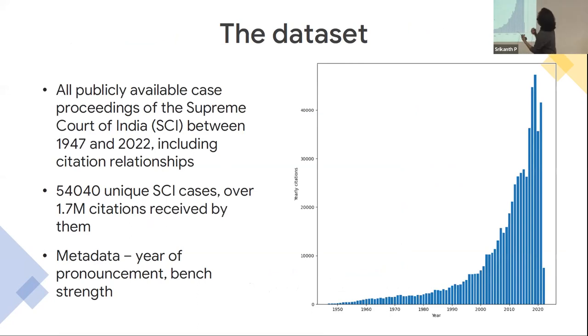Our data set is all the cases that we could find until around the end of 2022 for the Indian Supreme Court, so 1947 to 2022. The data includes the metadata, which is the year of the judgment, and the bench strength, which is the number of judges making the pronouncement. We'll get to why that is important in a few minutes. We have 54,040 unique Supreme Court of India cases, and all the citations which they made and all the citations they received across high courts, tribunals, and the Supreme Court itself, which is over 1.7 million in number.